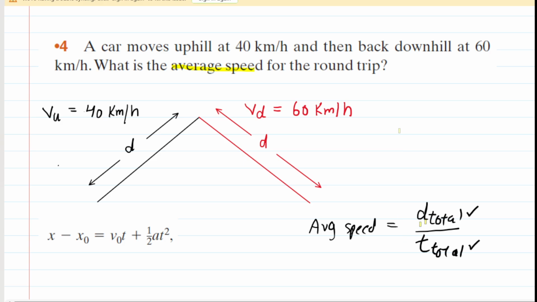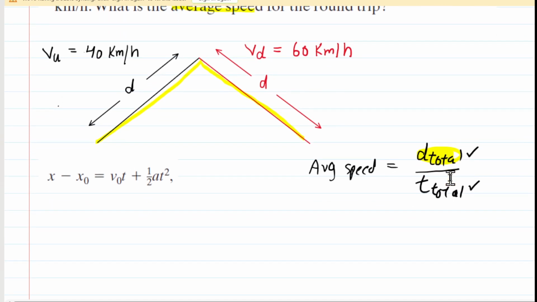Now, the total distance can be represented relatively simply. We can see that the car goes uphill by a distance d and then goes downhill by that same distance d. So the total distance is going to be 2d. So that part of the problem is relatively straightforward. We're going to have 2d for the total distance. But when it comes to the total time, that's what makes this question somewhat challenging. So our task right now is to figure out the total amount of time that the car travels.